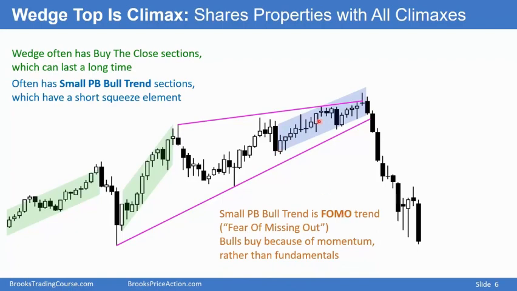Small pullback bull trend, it's a FOMO trend, fear of missing out. The bulls are buying because of momentum rather than because of fundamentals. They're not buying up here because it's cheap. They're buying up here because the market's going up and they think it'll continue up because the pullbacks are small.